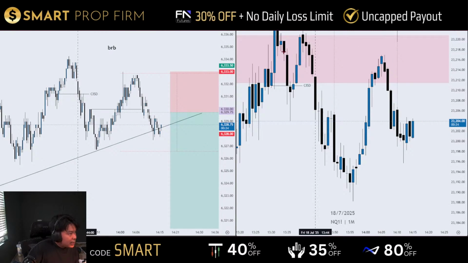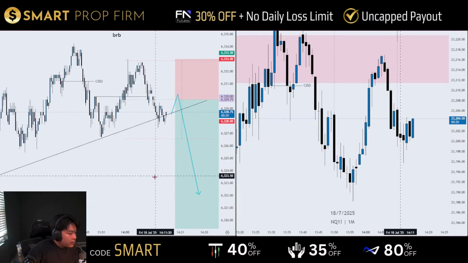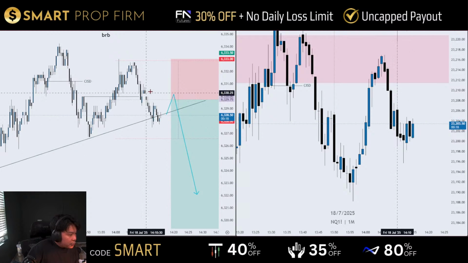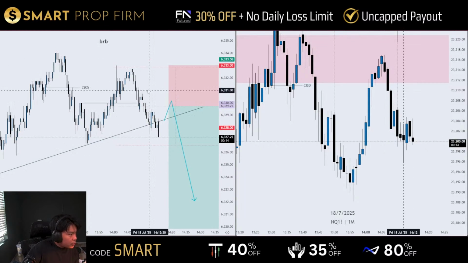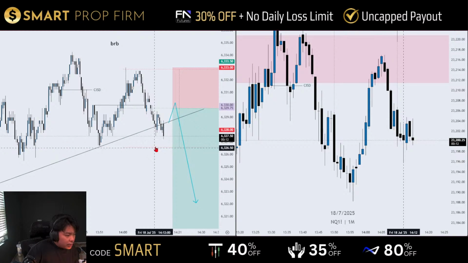So what I'm expecting now, if we could do it, is just one more push back up and then boom, retrace back to this equilibrium, this swing point here. And we're not doing that.